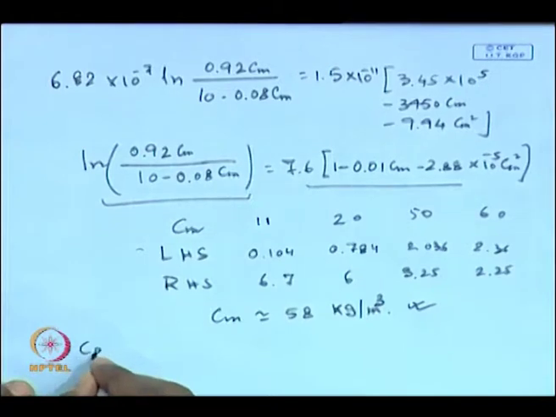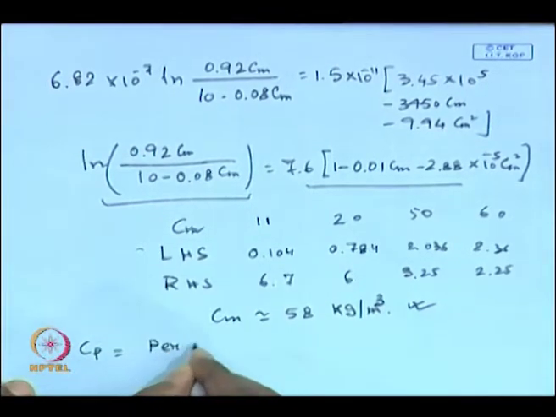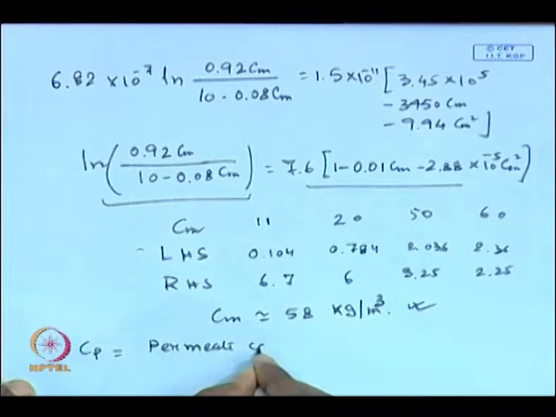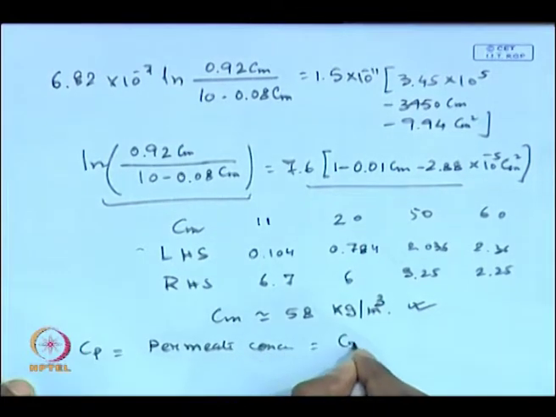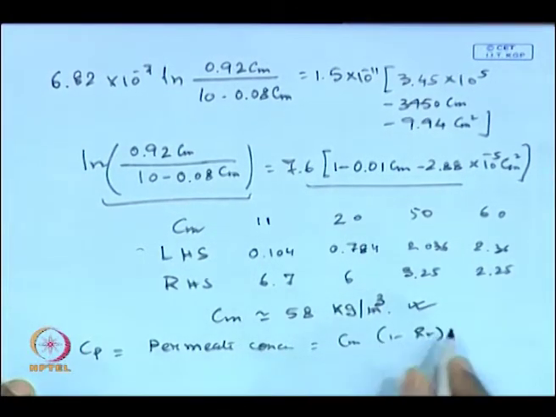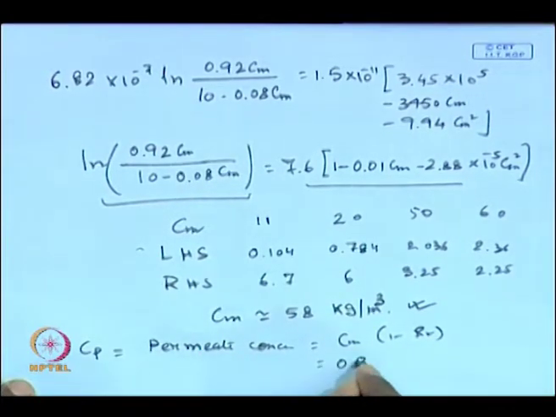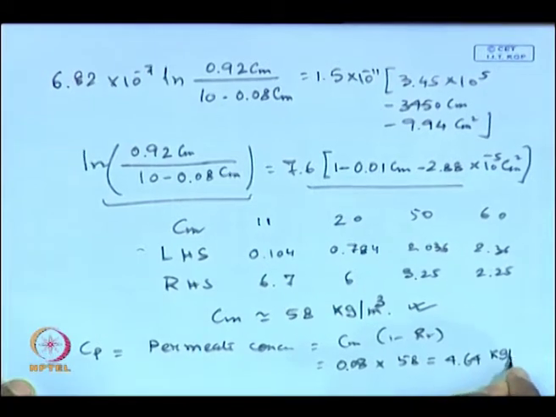And the permeate concentration Cp becomes Cm into 1 minus real retention, and the value of real retention is 0.98. So, 1 minus Rr is nothing but 0.02, so it becomes 0.08. Okay. So, it becomes 0.08 into 58 and that turns out to be 4.64 kg per meter cube.